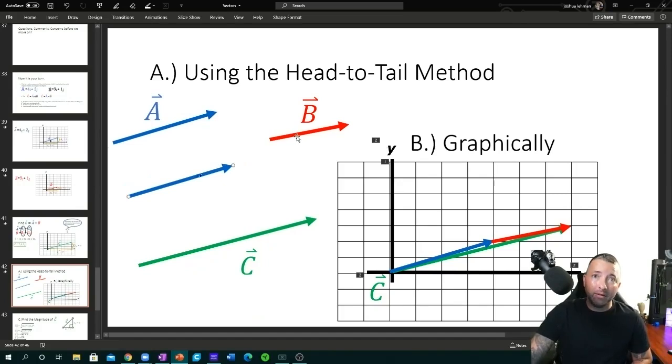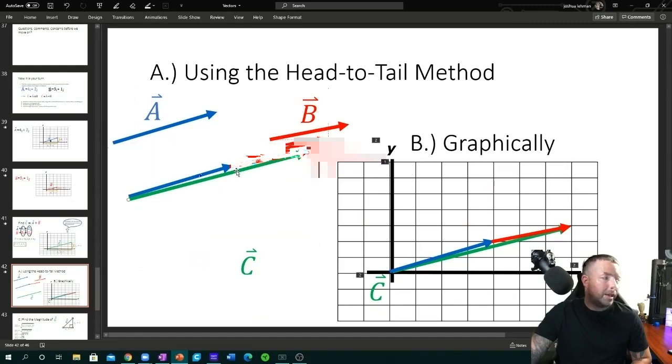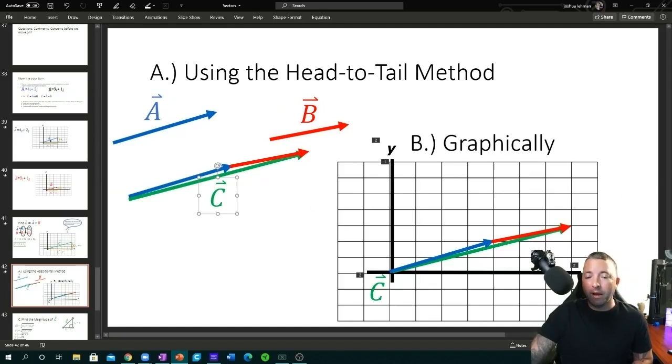Then we take the tail of B and put it onto the head of vector A. And then when we draw our resultant vector C, we just go from where we started to where our last vector ends. And I'm sorry, I know these are kind of over top each other, but you will see that A plus B is going to give us our resultant vector C. Now, this resultant vector C graphically, this is part B, looks like this. So on a test or a quiz, this is the format in which I would be looking for.